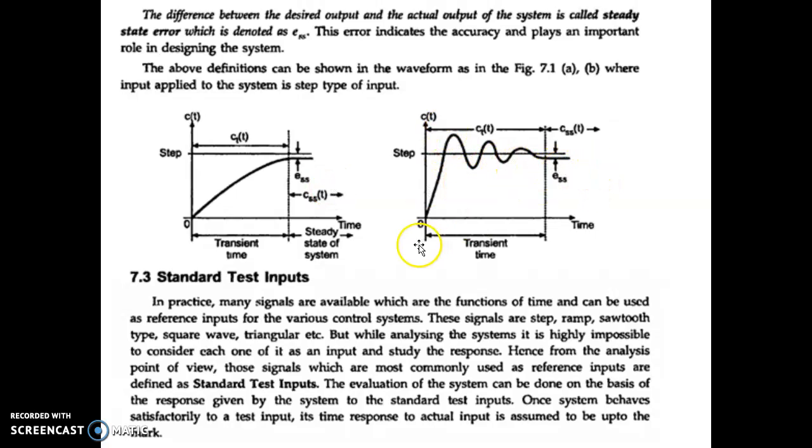This plot indicates the step response curve of a second order system. So c_t(t) means the transient response. e_ss stands for steady state error, and the total time is considered from 0 to the settling time. Knowing this basic concept, we shall discuss some of the inputs for the steady state errors.